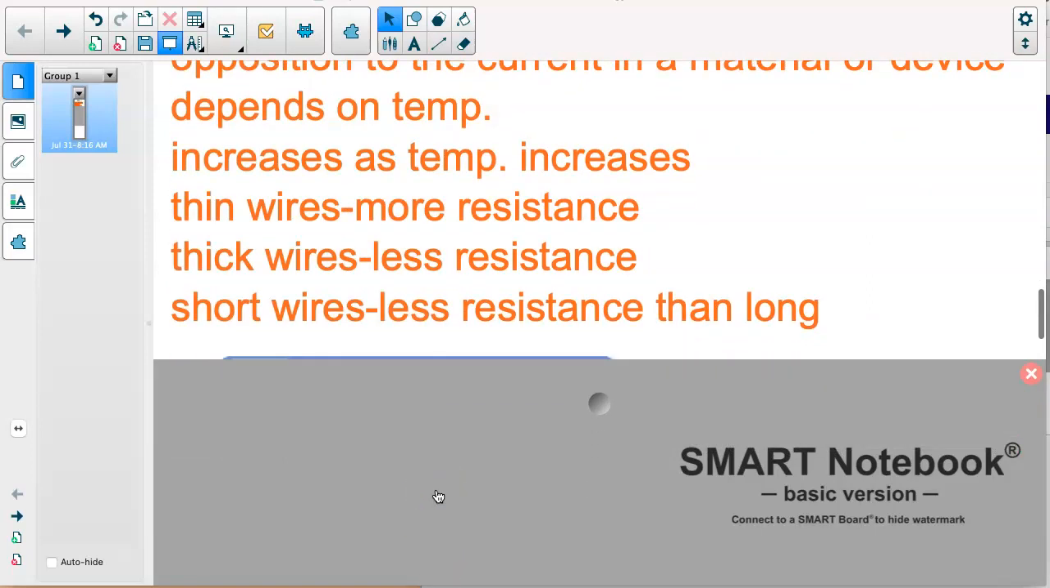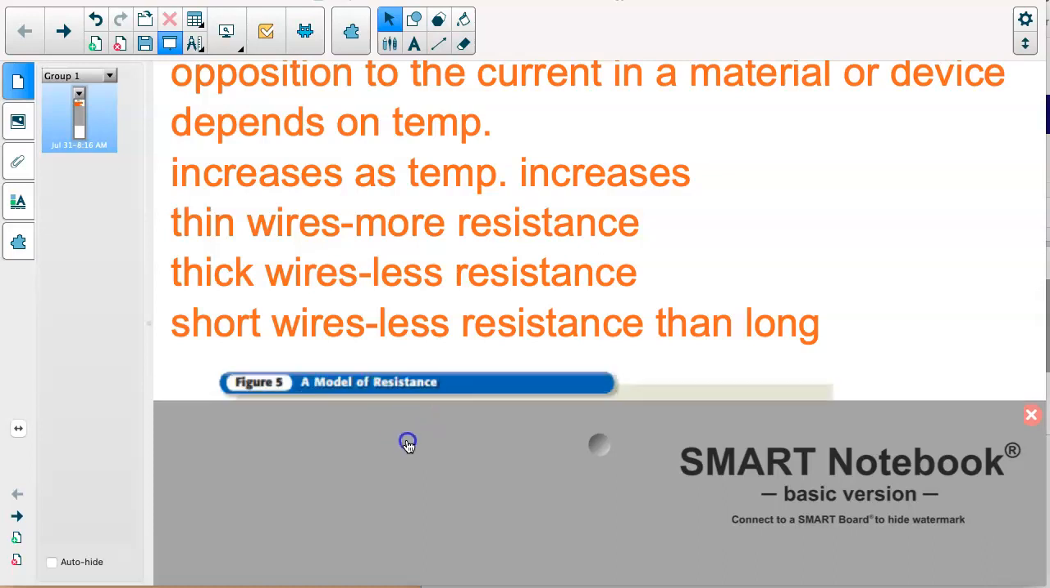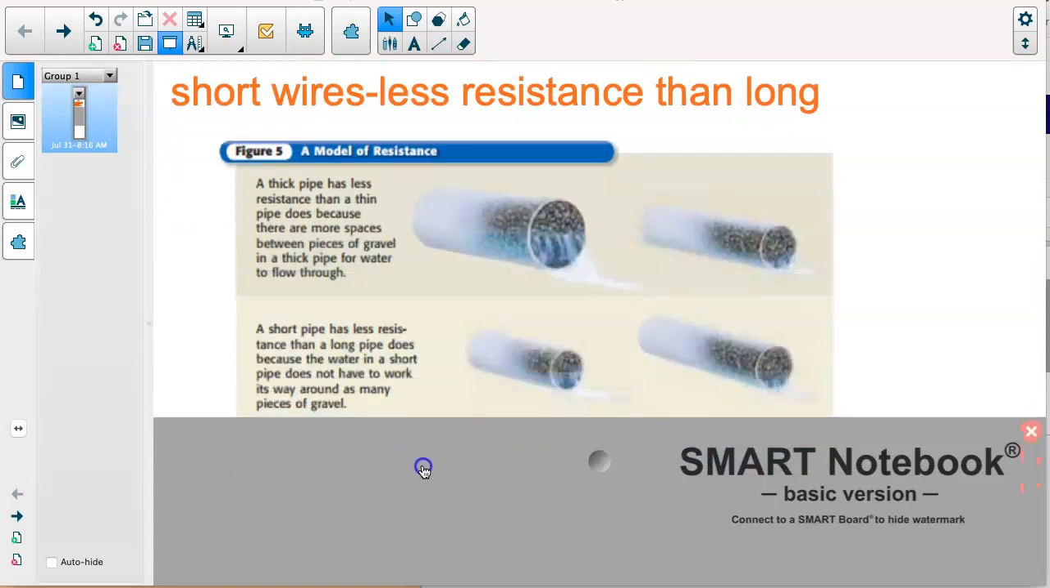If it's a short wire versus a long wire, that's important too. A short wire has less resistance than a long one. A long wire would have more resistance. So you can kind of understand the difference. Now they use this analogy of the pipes, right?